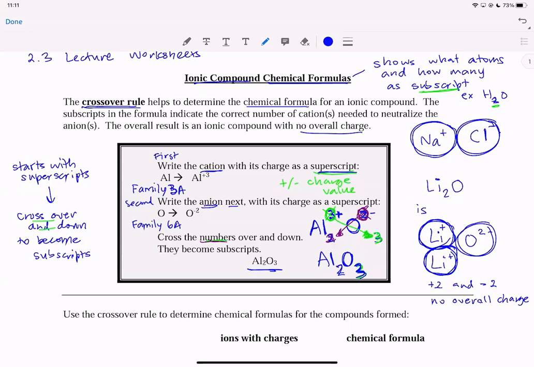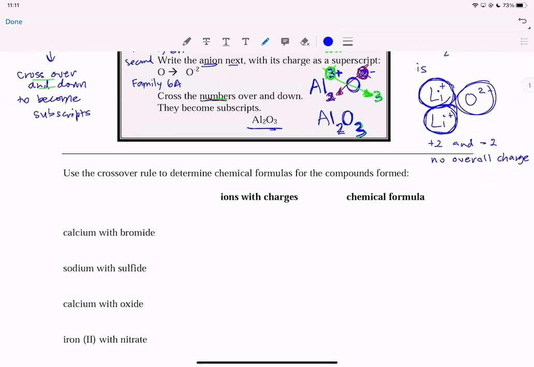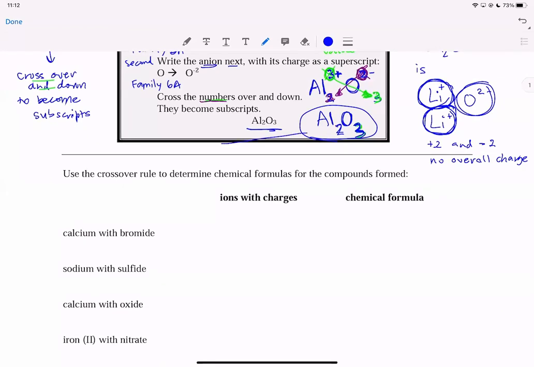All right, so let's take a look at this process. This is going to use the crossover rule. This is the correct ratio of aluminum ions to oxygen ions so that you have no overall charge. This has 2 aluminum +3 ions, and if you have 2 ions at a +3 charge, that's going to add up to +6 worth of charge. And there are also in this compound 3 oxygen -2 ions.